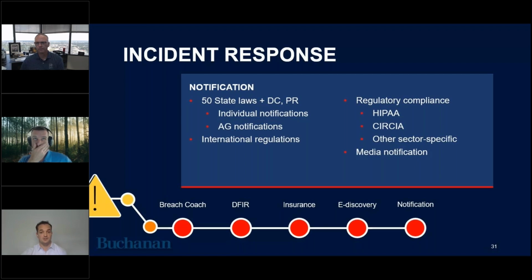And then there are media notifications that are required under various regulations, which put the breach out and make sure that the data subjects are aware. It also opens you up to liability. And so knowing what needs to go in those media notifications, when and where they need to go out, is critically important from a notification process.